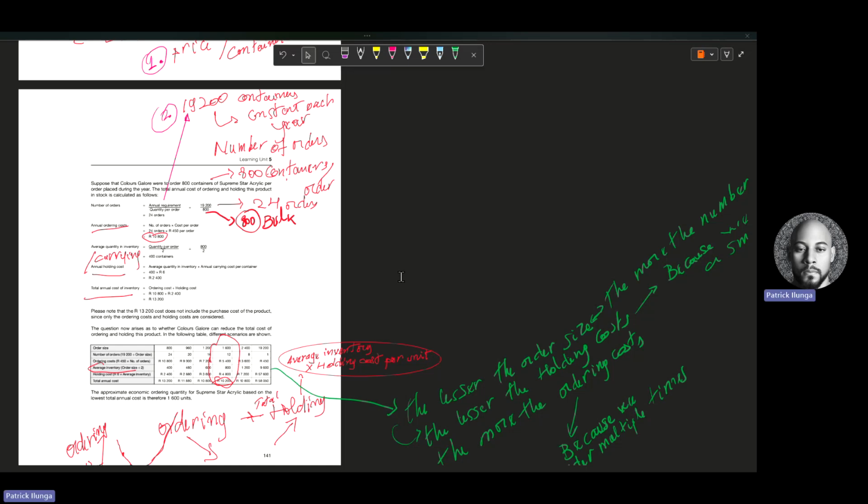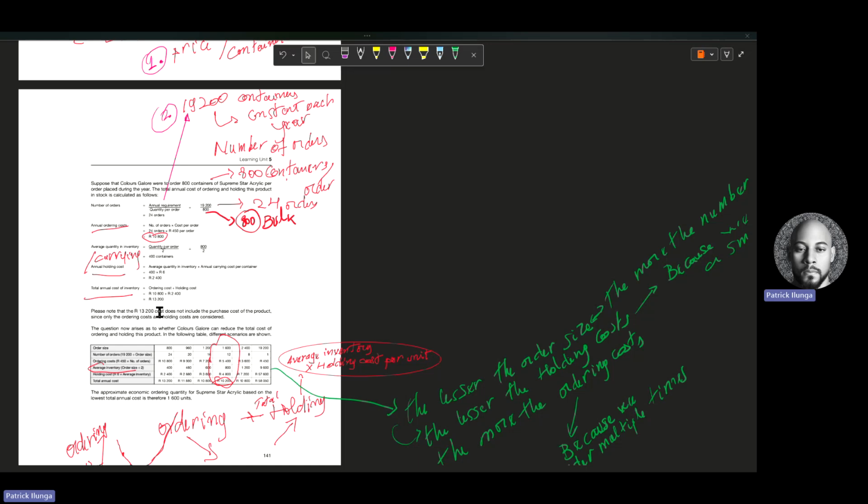Now, when it comes to the annual holding cost, we need to take an average quantity in inventory. Every time we do an order, it's 800 containers we are ordering, divided by 2 is 400, multiplied by 6 will give us the full year. So the annual holding cost is 2,400.